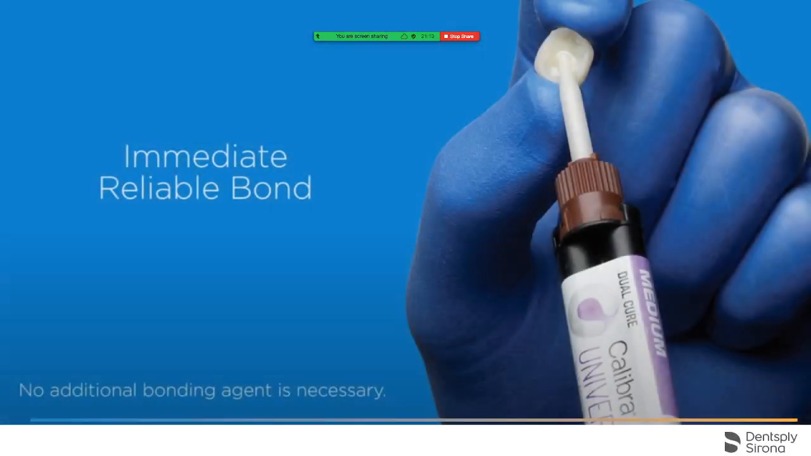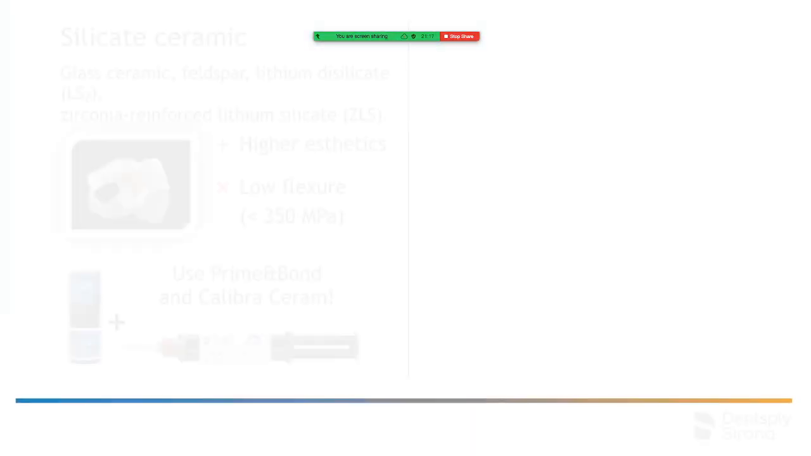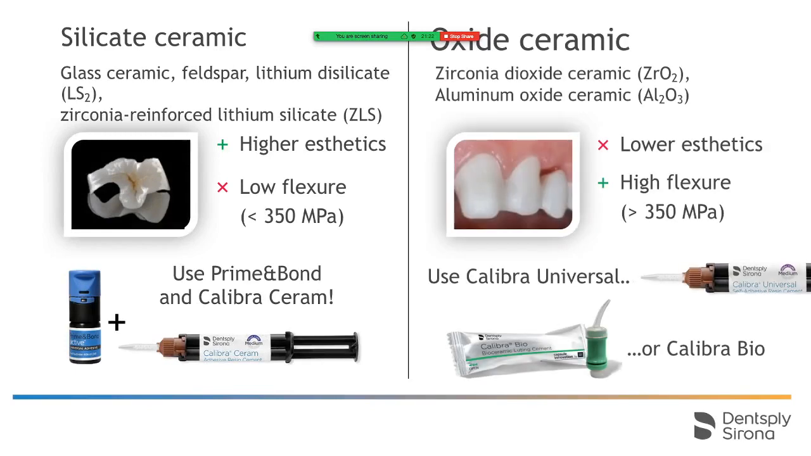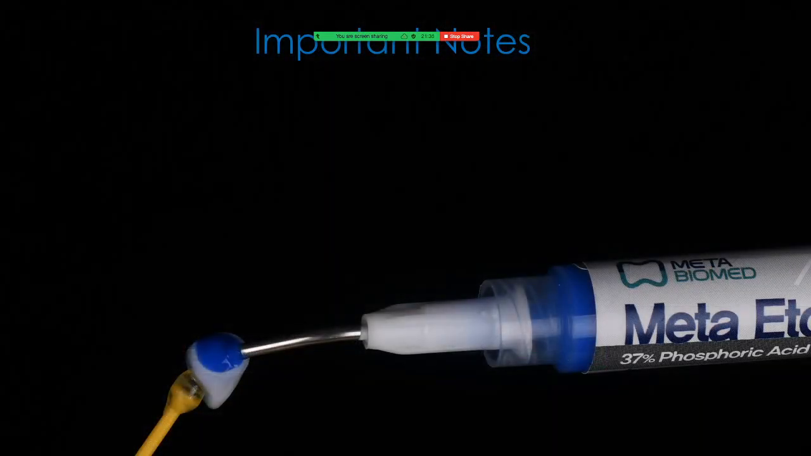We can see that for the universal, no additional bonding agent is necessary. Okay, we can see that if we have silicate ceramic, we have to use resin cements. It has higher aesthetics. The conventional cements have high flexural strength. And the indications for conventional cement are crowns, bridges, and inlays, onlays, especially those with deep cavities and few walls remaining.